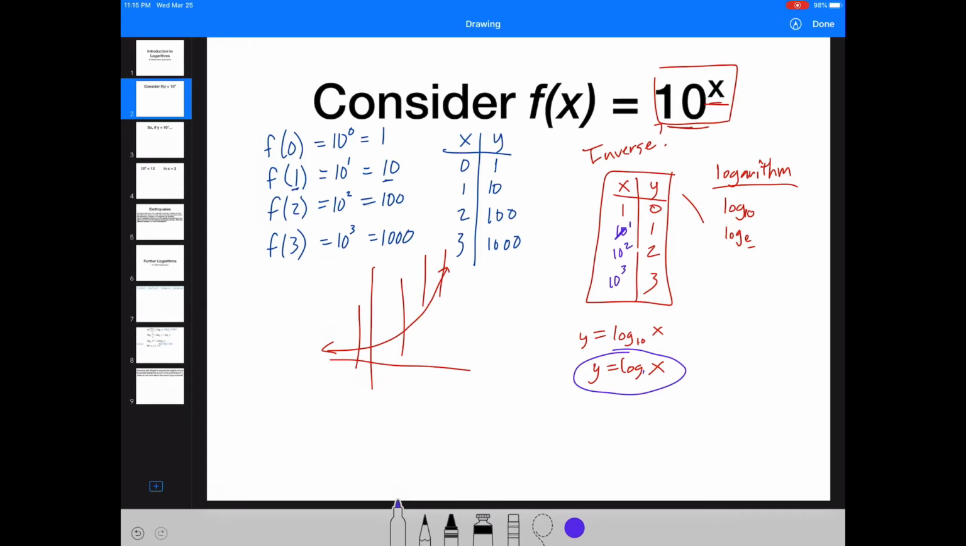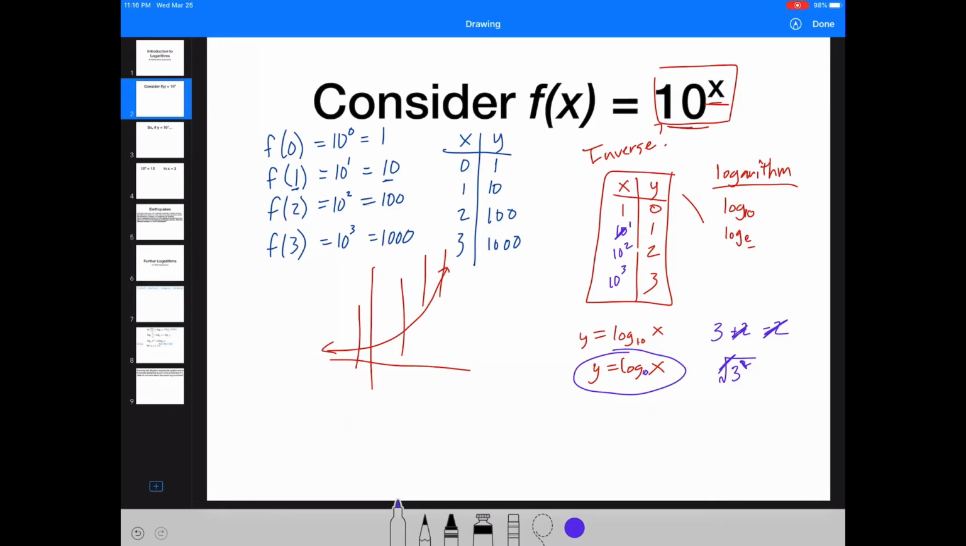It's taking away the 10. As long as the base of the log and the base of the exponential match, they will cancel each other out. It's like if I take 3 and I add 2 and then I subtract 2. The add 2 and the subtract 2 cancel each other out because they are inverses, right? If I take 3 and I square it and then I square root it, the squared and the square root cancel each other out because they are inverses.